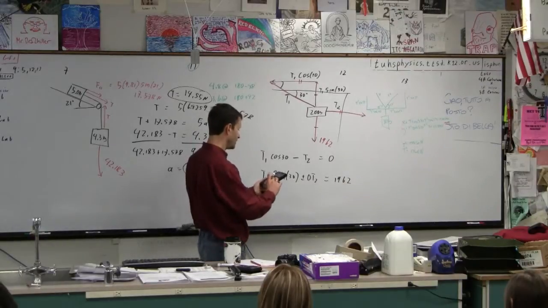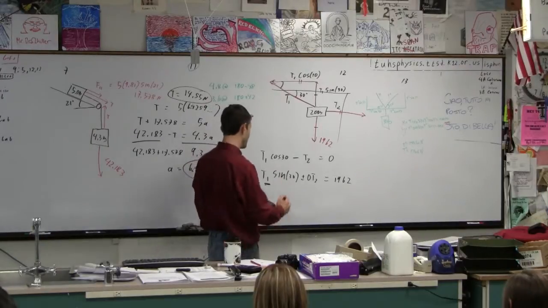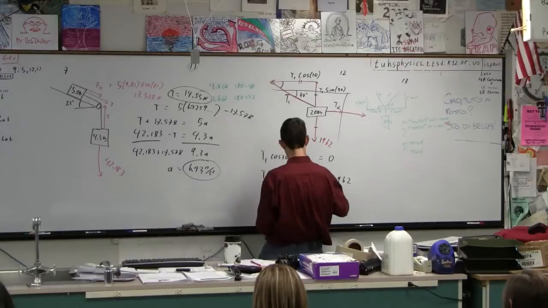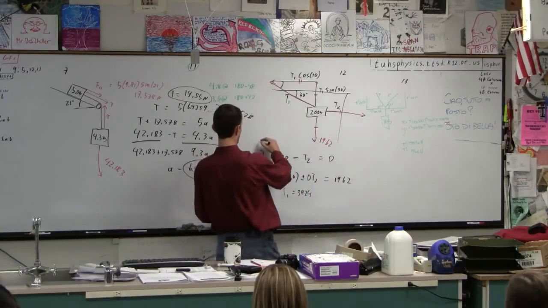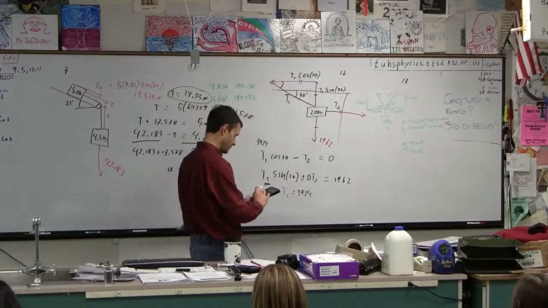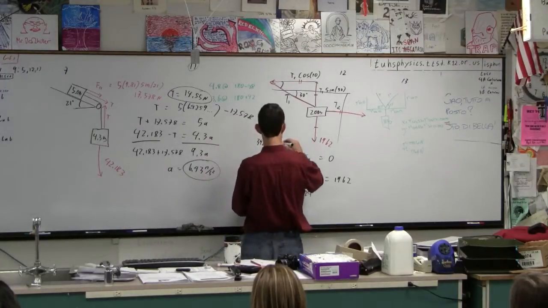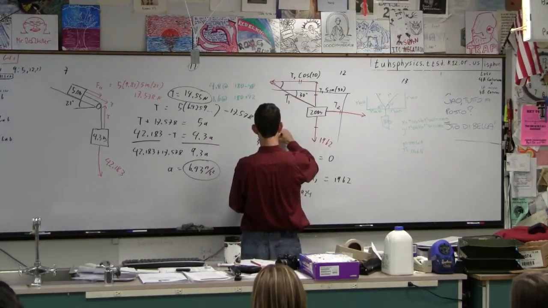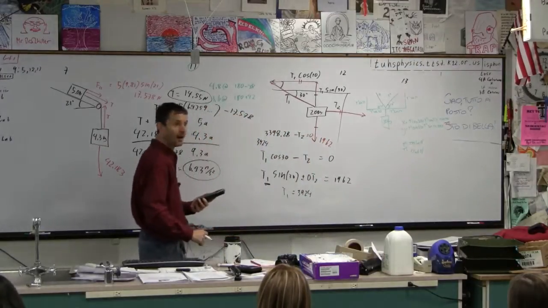So 1962 divided by the sine of 30 is what? Sine of 30 is? 3924. Yeah, 3924, right? So T1 is 3924, right? And then you can go 3924 cos 30. I get 3398. 3398.28 minus T2 is 0. So what's T2?